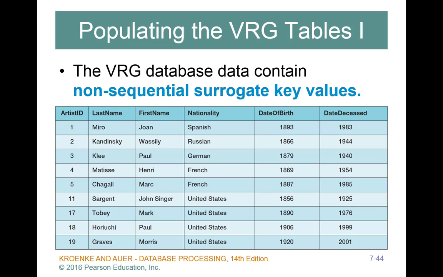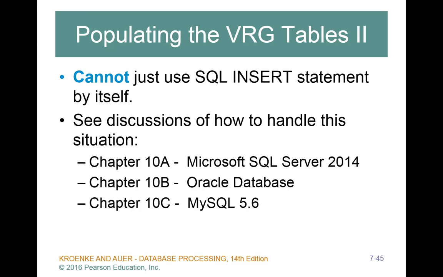Some of you have already faced this because I know I've gotten this question before. A lot of times when you start adding rows or deleting rows or changing things around, you get some non-sequential surrogate key values. This is not uncommon. You can't just use an SQL insert statement by itself to avoid some of these inconsistencies. You need to refer to some of the later chapters. Again, Chapter 10 will give you a little bit more of what you need to use in regards to keywords if you want to make sure that those values stay sequential.